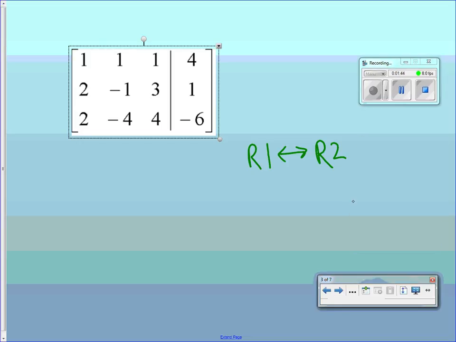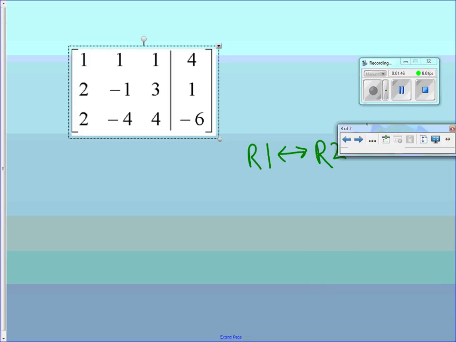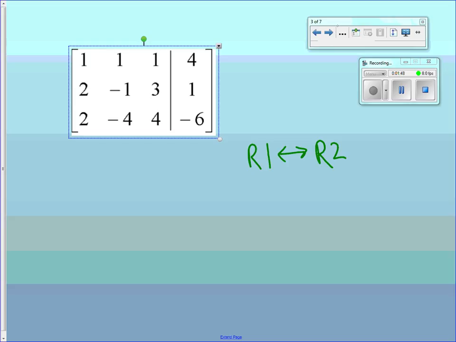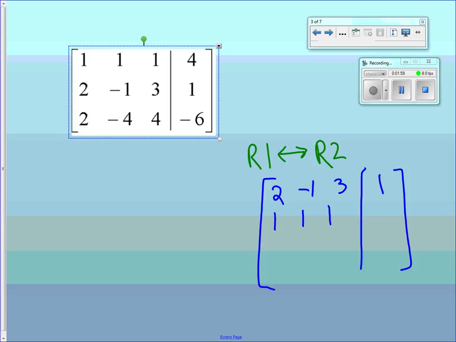So if I switch row 1 and 2, that's going to look like this. So instead of going 1, 1, 1, 4 across the top, it's going to go 2, -1, 3, 1 across the top. And then row 1 moves down to row 2. And then row 3 doesn't change. So this is an example of switching row 1 and row 2.